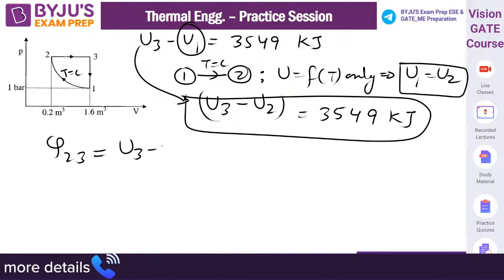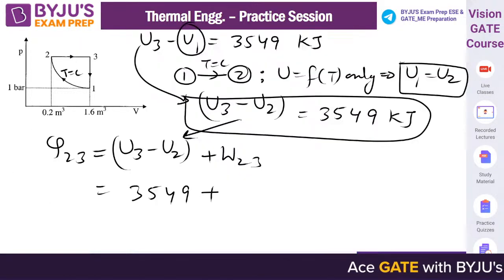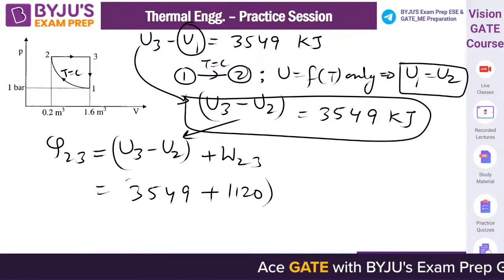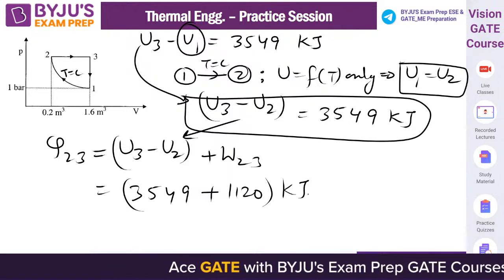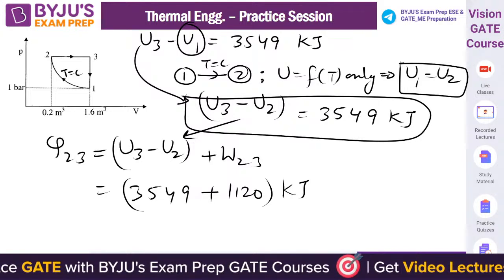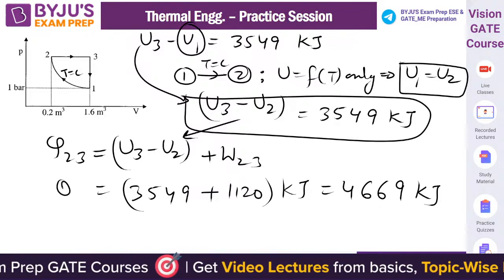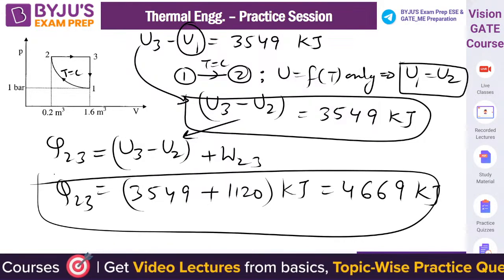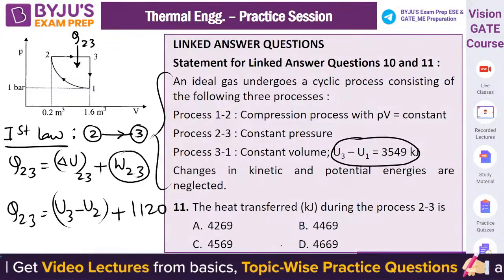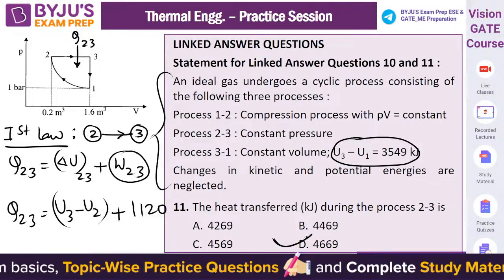Put in the above equation: Q2 to 3 is equal to U3 minus U2, that is equal to this, plus W2 to 3. Put the values: 3549 plus W, which is equal to 1120 kilojoule, so 1120 plus 3549 is 4669 kilojoule. That will be the value of Q2 to 3. 4669, D will be the right answer for this question as well.